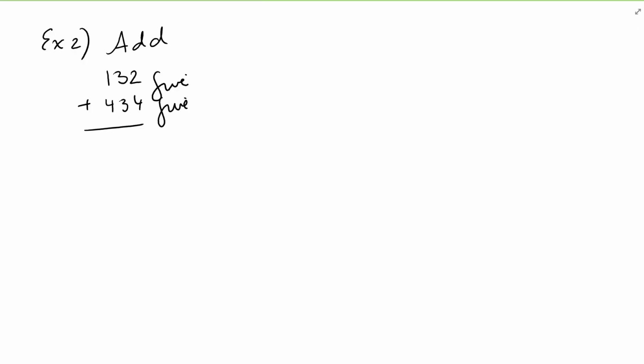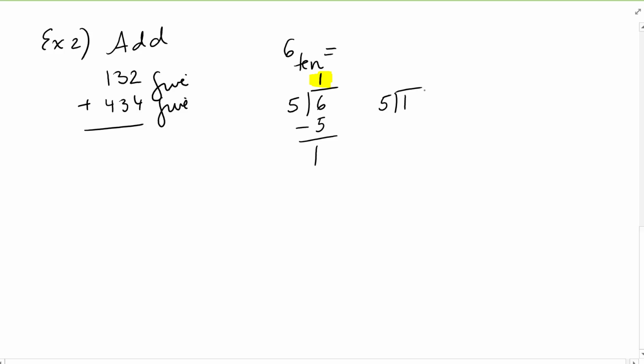Let's do another example. Let's add 132 in base 5 with 434 in base 5. So when we add 2 plus 4, we get 6. So 6 in base 10 is equal to what in base 5? To do that, I'm going to do 6 divided by 5. 5 into 6 goes 1 time. 1 times 5 is 5. Subtract, we get remainder 1. Now we take this 1, the quotient, and we divide it by 5 again. And 5 into 1 goes 0 times. 0 times 5 is 0. Subtract, we get 1. So when we copy the remainders from right to left, we get that 6 in base 10 is 1, 1 in base 5.